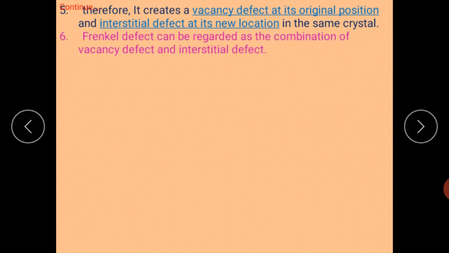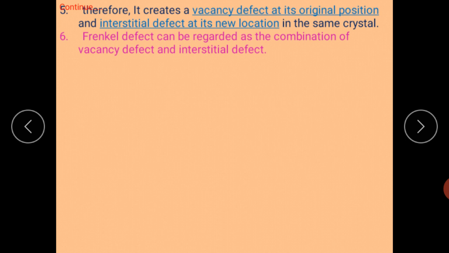Therefore, it creates the vacancy defect at its original position and an interstitial defect at its new location in the same crystal. It is a combination of vacancy defect as well as interstitial defect in the same crystal. Hence, the Frenkel defect can be regarded as the combination of vacancy defect and interstitial defect. This is all about the Frenkel defect.